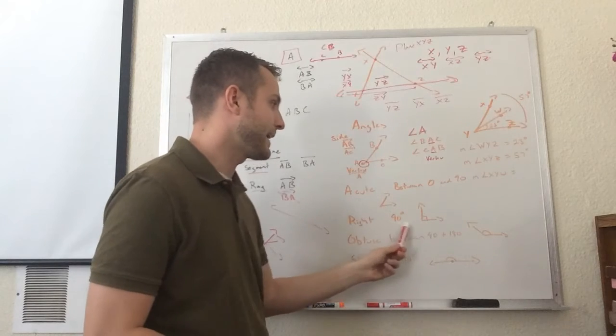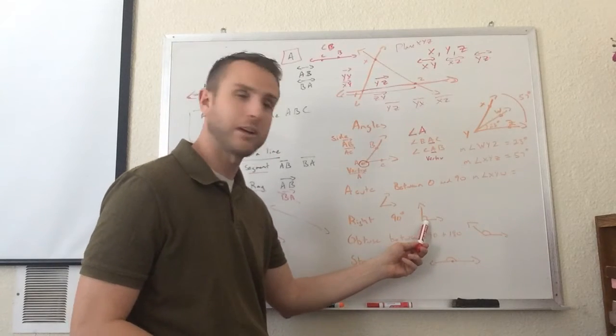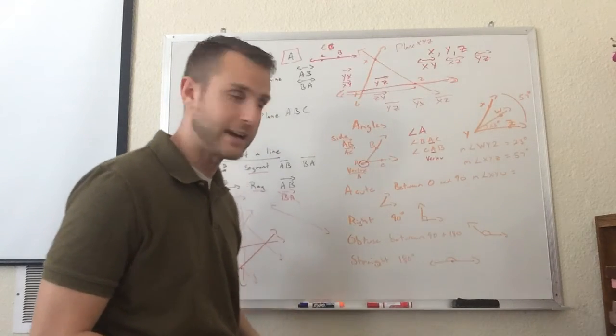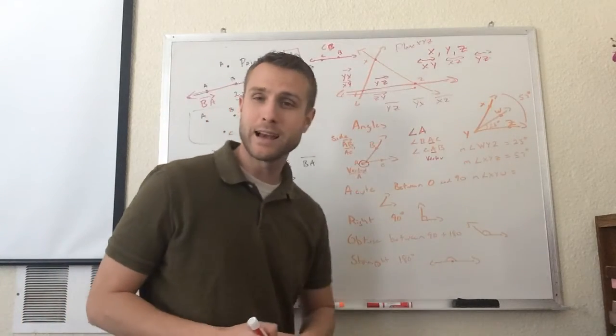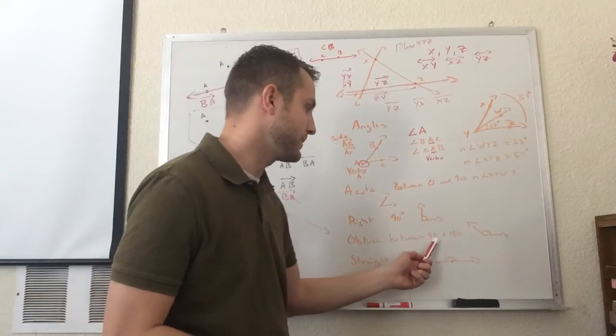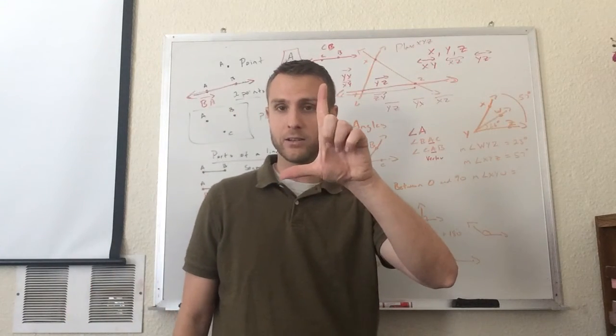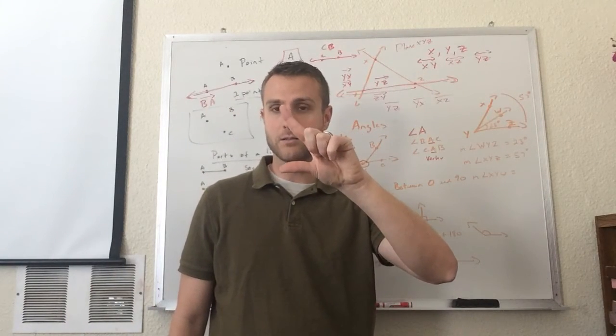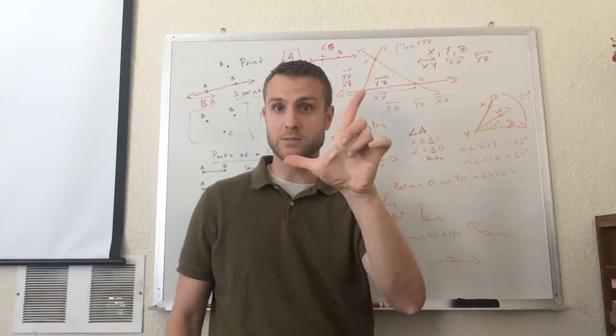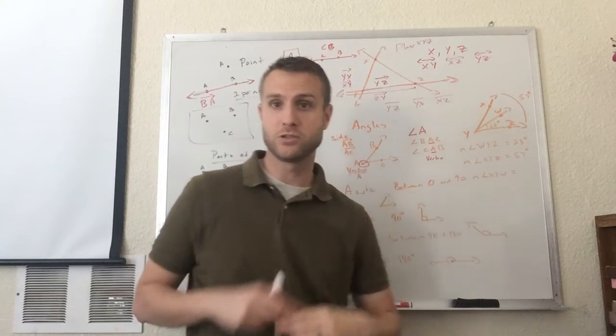If it's exactly 90 degrees, it's going to be right, and normally they're going to have a little square to show that it's exactly 90. If it's more than 90, it's going to be obtuse. That's going to be between 90 and 180, and it's going to look like this. So this is what a right angle looks like, an L. If it's smaller than that, it's going to be acute. If it's bigger than that, it's going to be obtuse.